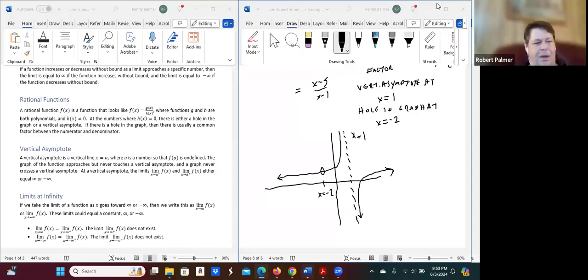Okay. So that's the idea of vertical asymptotes. Now let's talk about limits at infinity. That's our next topic. We'll actually come back to these same examples we just did.